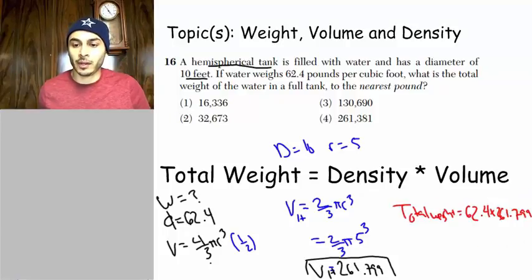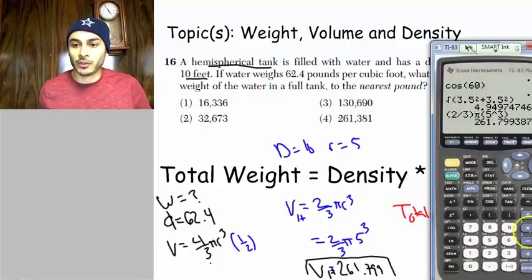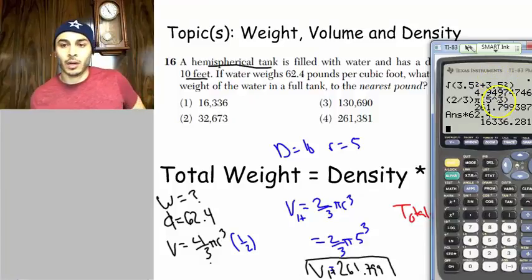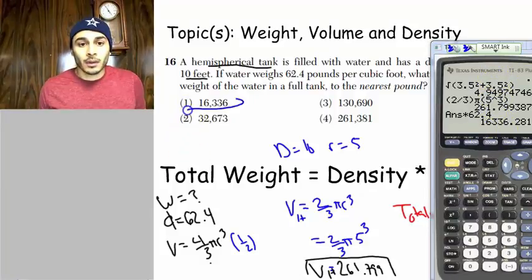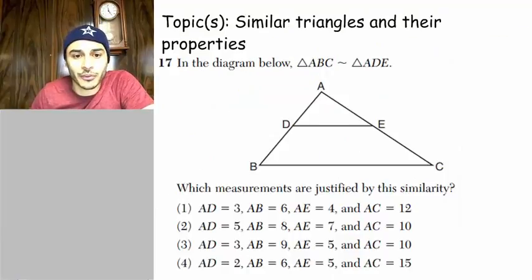261.799. So then let's just take that number we just got and multiply it by the density, 62.4, and that's 16,336. That's the answer.